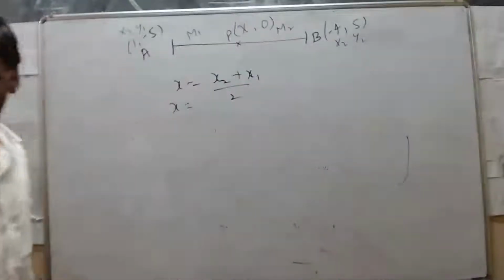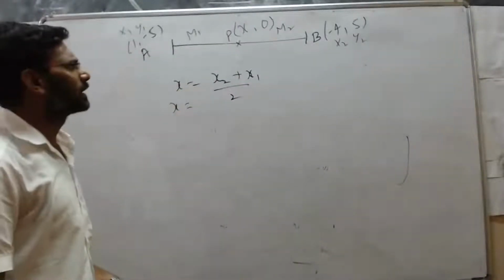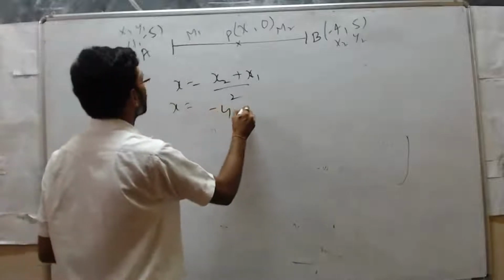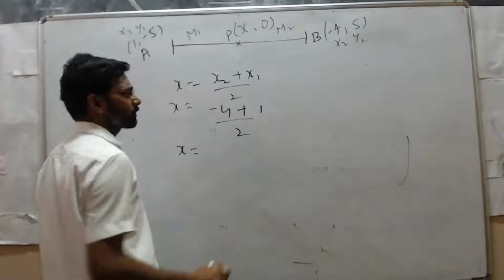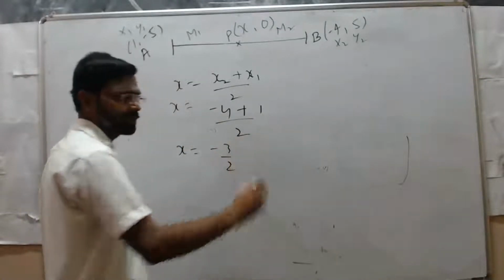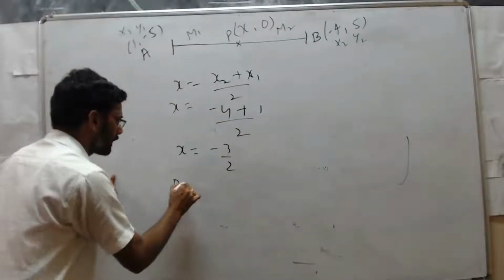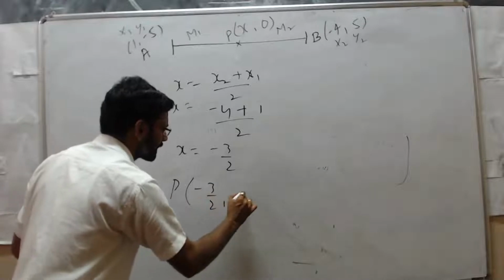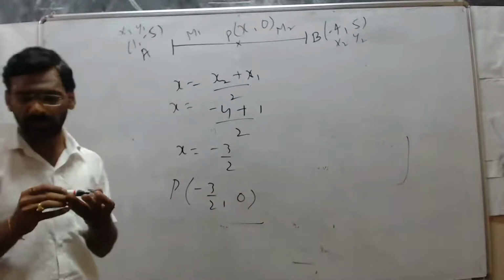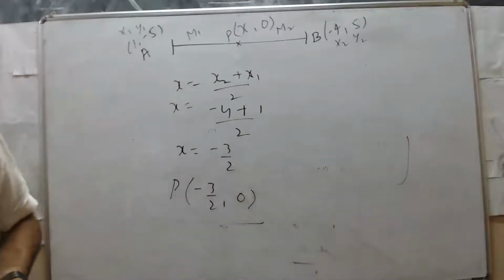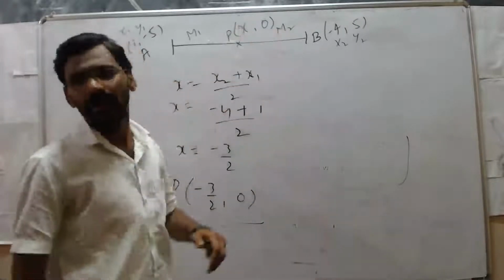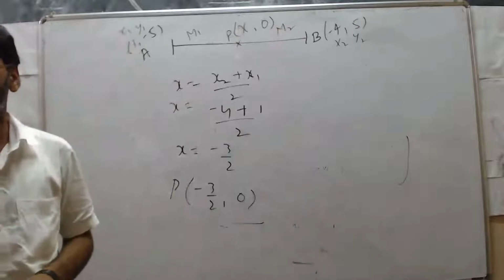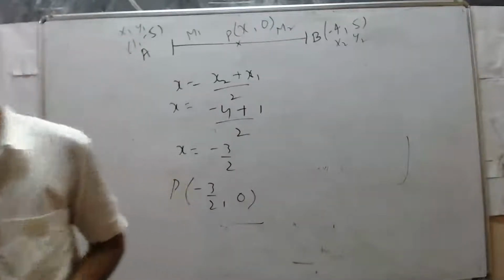What is the value of x2? 1 raised to 1 means midpoint. x2 value is minus 4 plus x1 value is 1, divided by 2. X is equal to minus 4 plus 1, which is minus 3 by 2. Therefore the coordinates are x value minus 3 by 2, y value is 0, because the y value is already given. Therefore minus 3 by 2 comma 0. The coordinates of P are x comma 0.